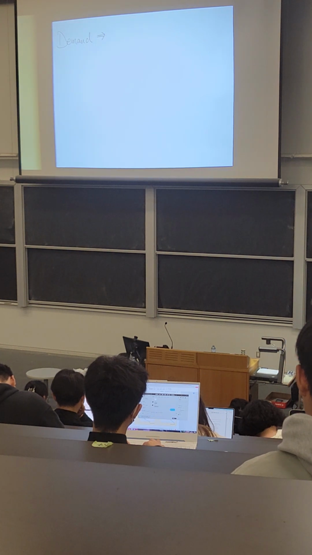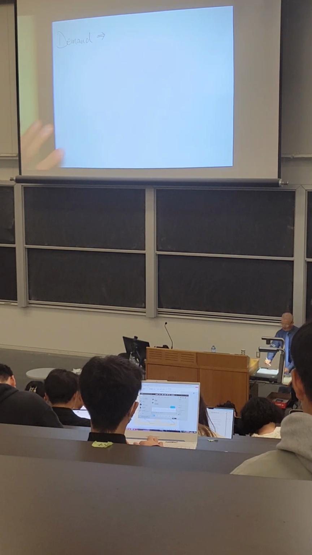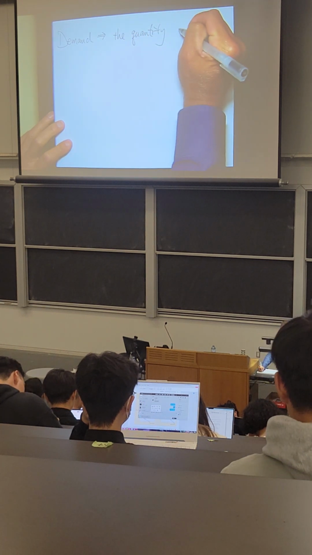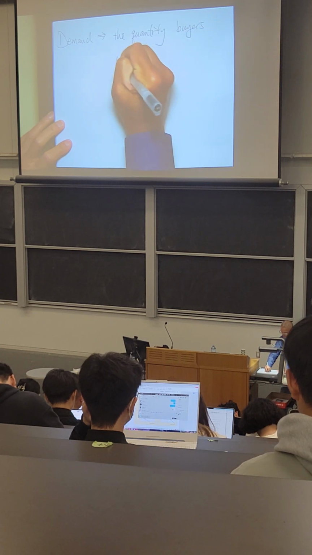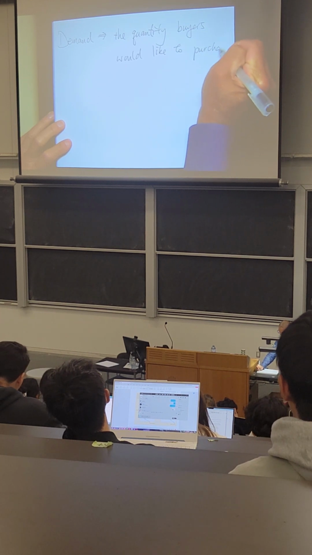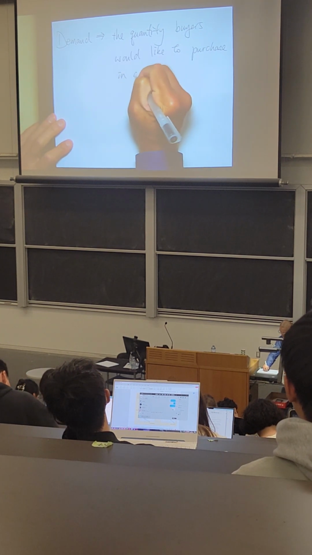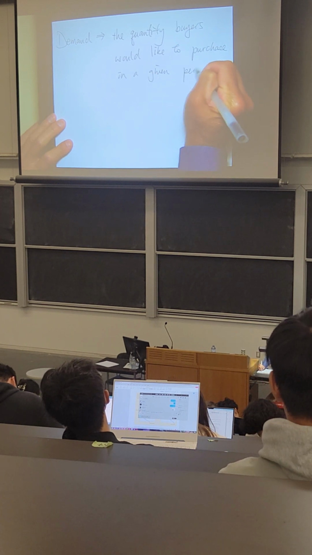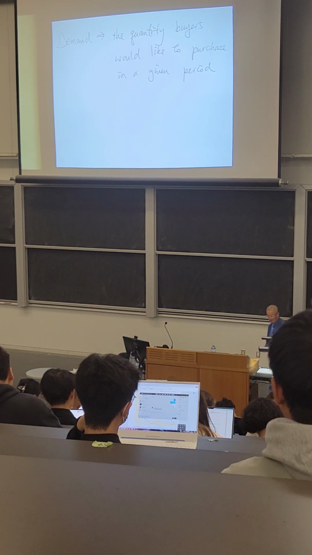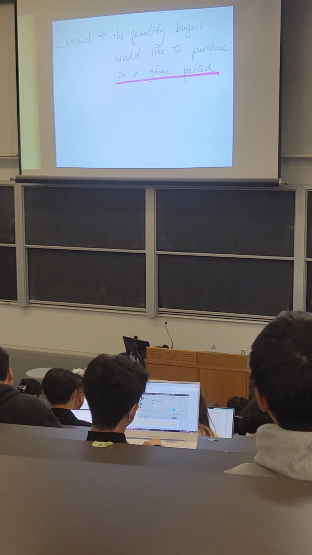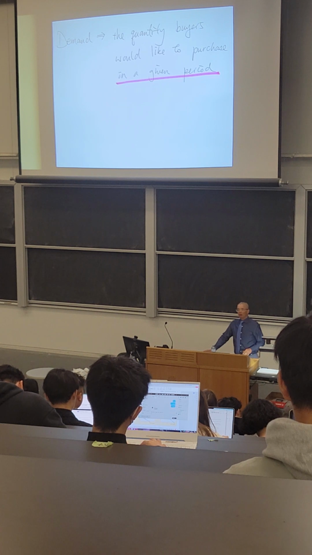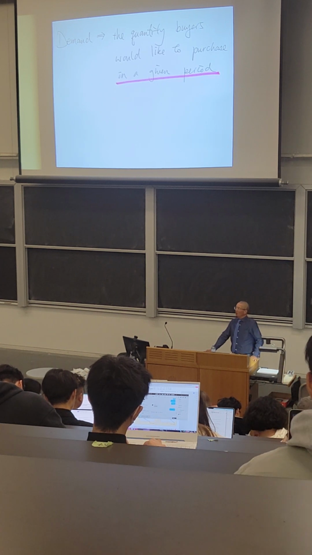What exactly is demand? Demand is the quantity buyers would like to purchase in a given period. Now this is most often ignored or omitted in most of the textbooks. But without a given period, the demand would not make sense.